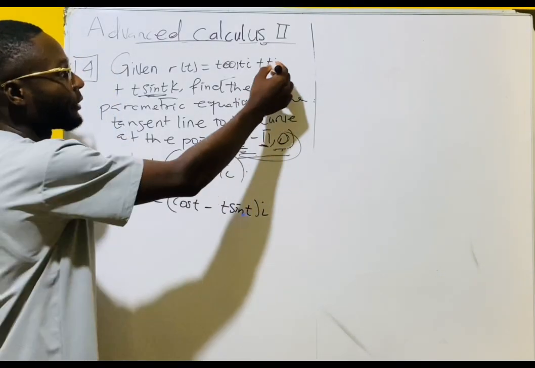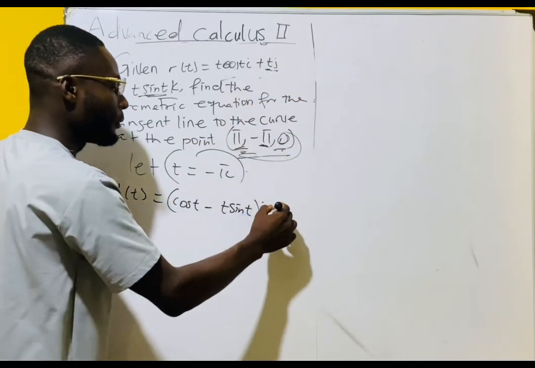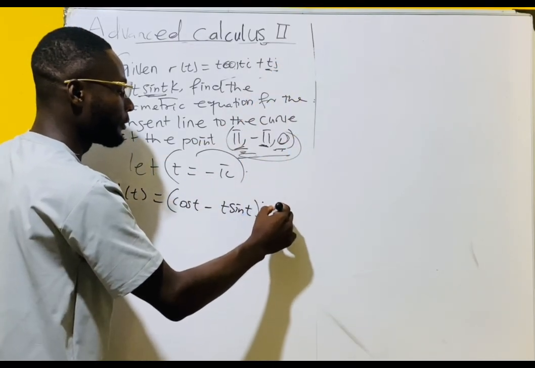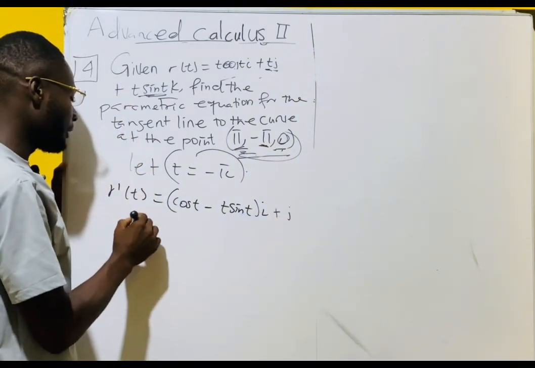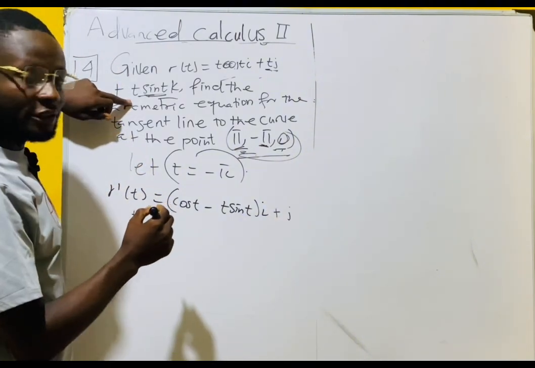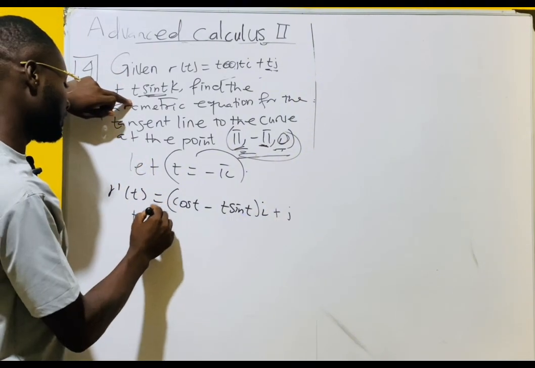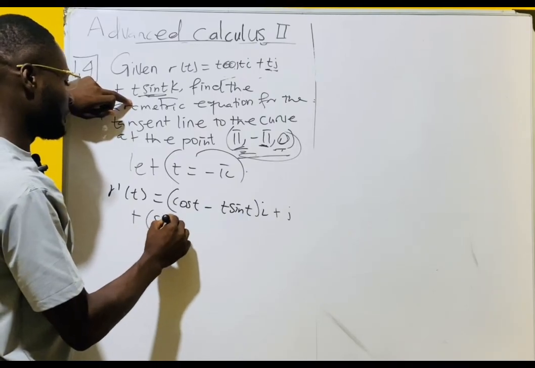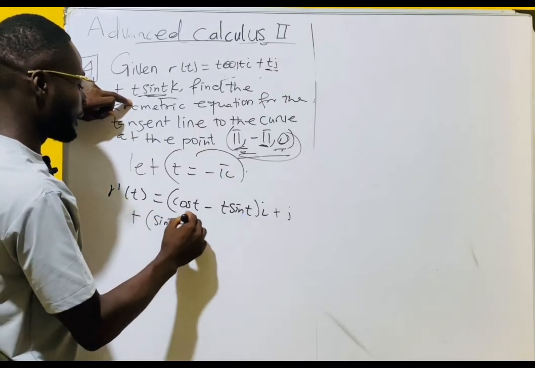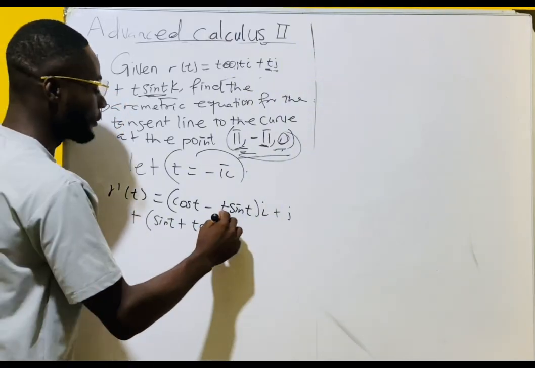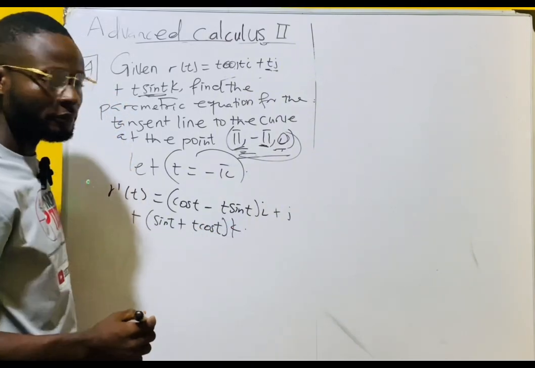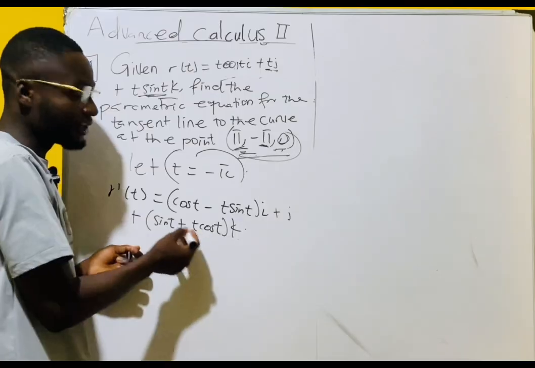Then we come to the j portion. We differentiate the t, which is going to be 1. So we have plus j. Then plus, we differentiate t sine t, which is going to be sine t plus t cos t. Okay, so now we have the differentiated radius.